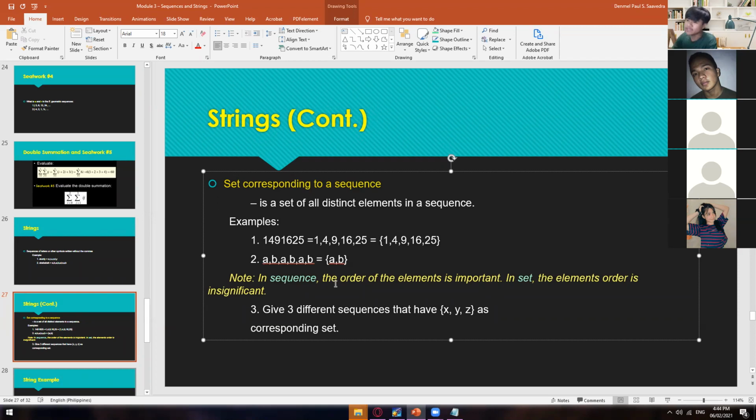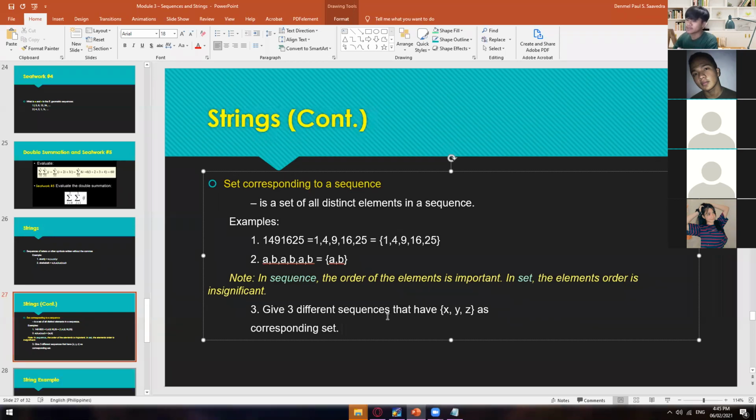So again, take note that in a sequence, the order of the elements is important, as I've mentioned many times. And in a set, the order of the elements is insignificant, as we mentioned in our past topics for module 1 and module 2. All right, so give three different sequences that have these elements, as the corresponding set.